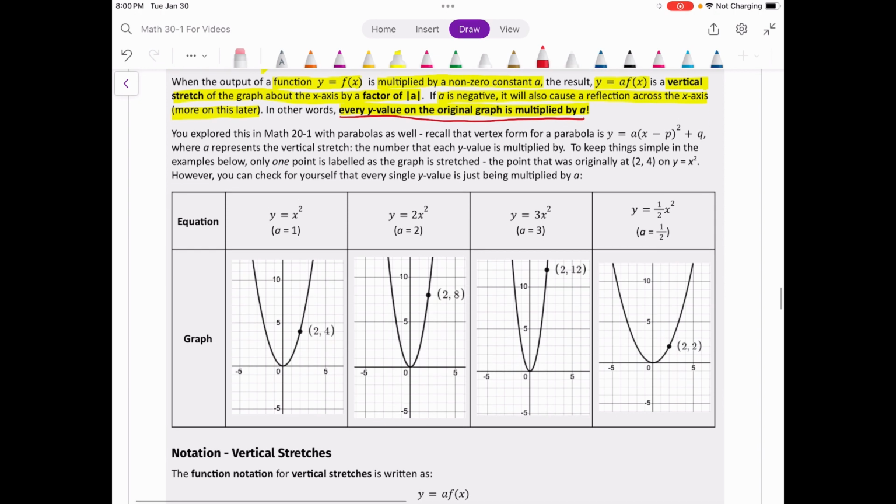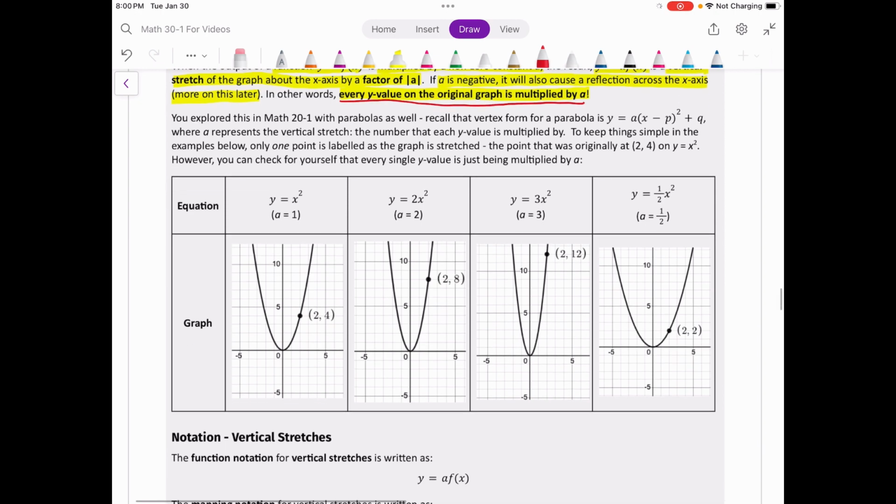Okay, so let's dip our toes back into this by revisiting something we talked about in Math 20, from some familiar territory before we take it into new places. You explored this in Math 20-1 with parabolas as well. Recall that vertex form for a parabola is y equals a times x minus p squared plus q, right? Where a represented our vertical stretch. It meant that in Math 20, it means the same thing now. The number that each y value is multiplied by.